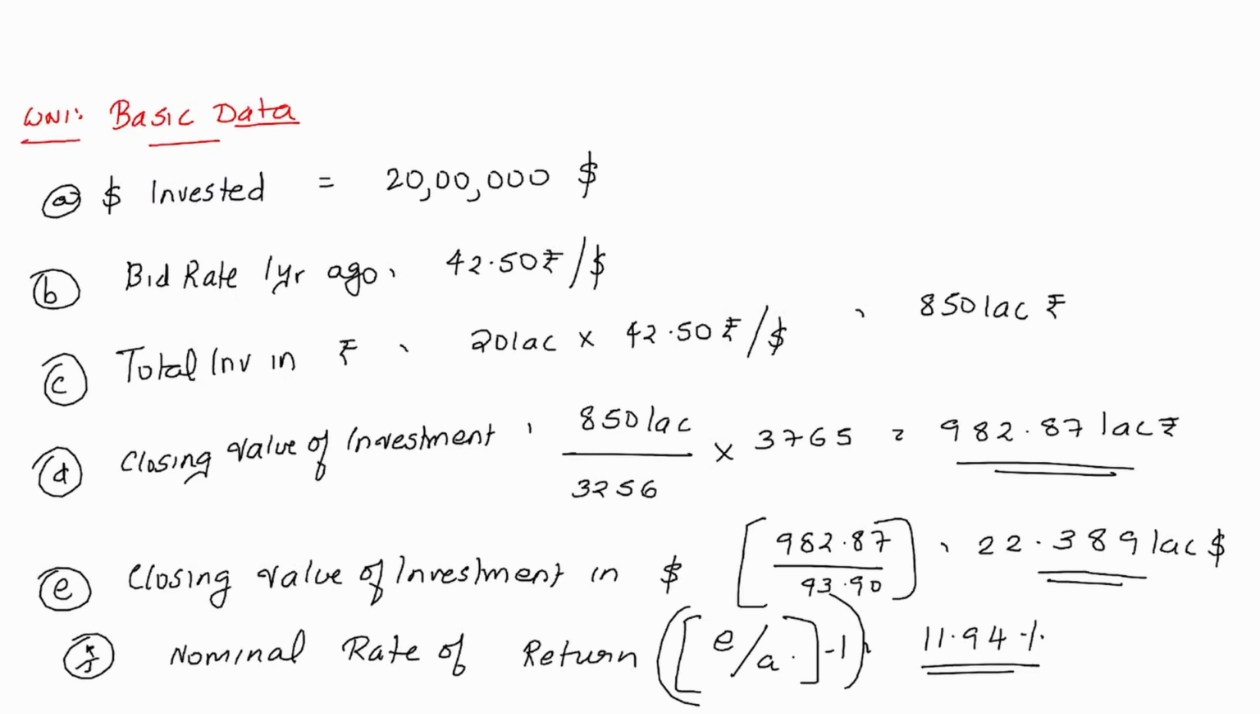Darshana, how come 11.94? 20 lakh dollar was originally invested. I'll just highlight that and show you. Okay. Originally, how much was invested? 20 lakh was invested. This now became 22 lakh 38,000. Just find out the rate of return, you will understand.